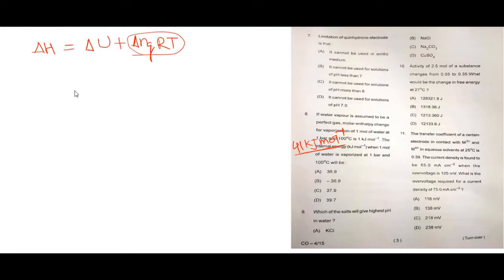So what is the data given? Del H vaporization is equal to, I will take, 41 kilojoule per mole. Then temperature given is 373 Kelvin. 100 degrees Celsius means add 273, and it comes to 373 Kelvin. Then the number of moles given is 1 mole.